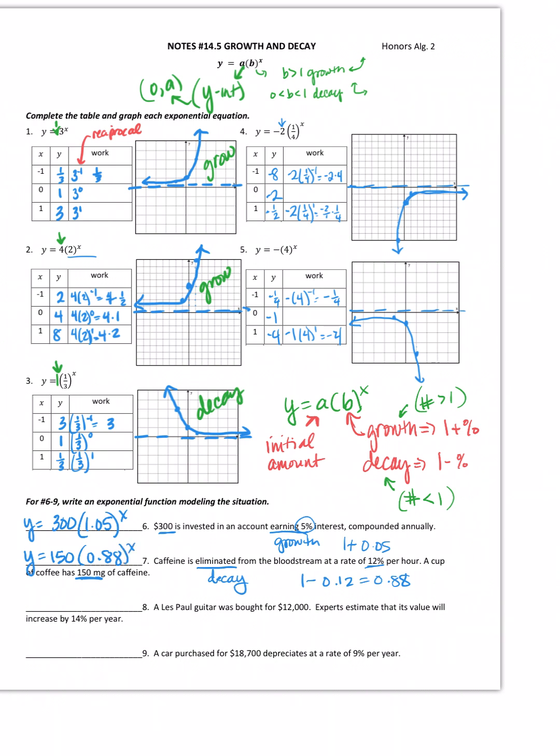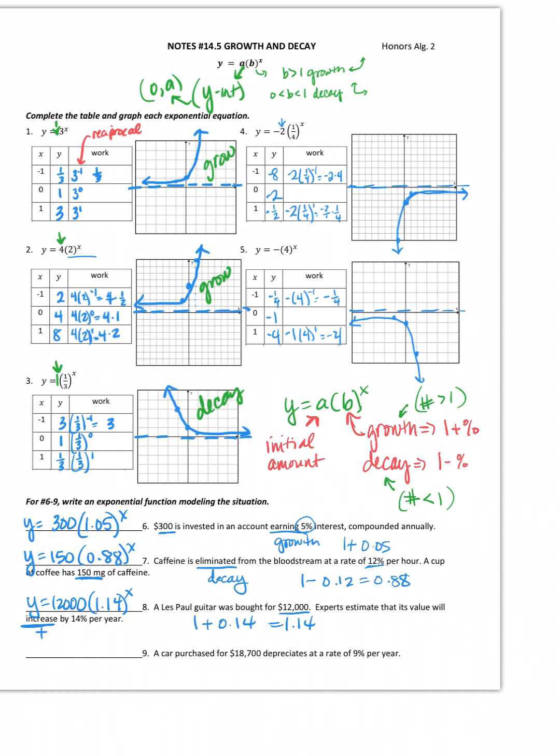A Les Paul guitar was bought for $12,000, so that's my initial amount. Experts estimate that its value will increase, that's growth, by 14% per year. So 1 plus 0.14 is 1.14. So y equals $12,000 times 1.14 raised to the x power.